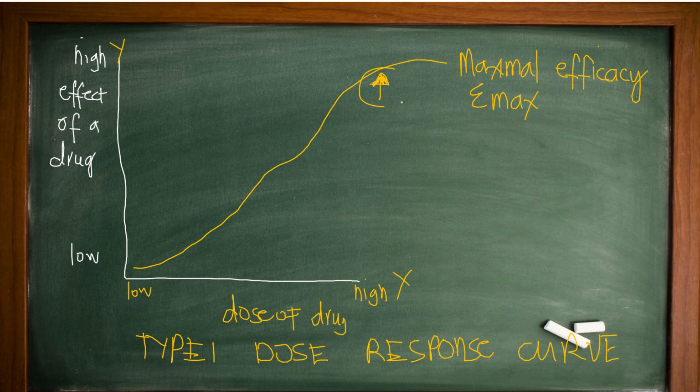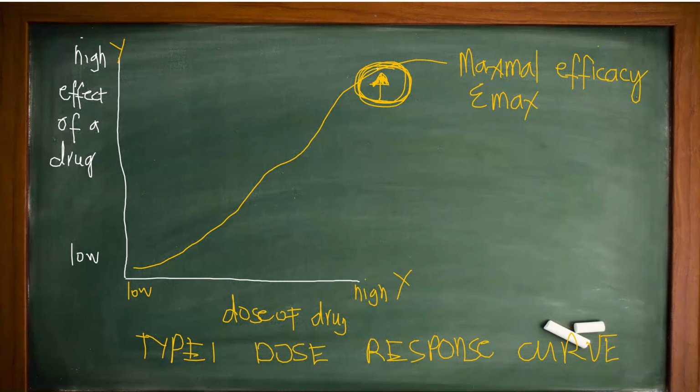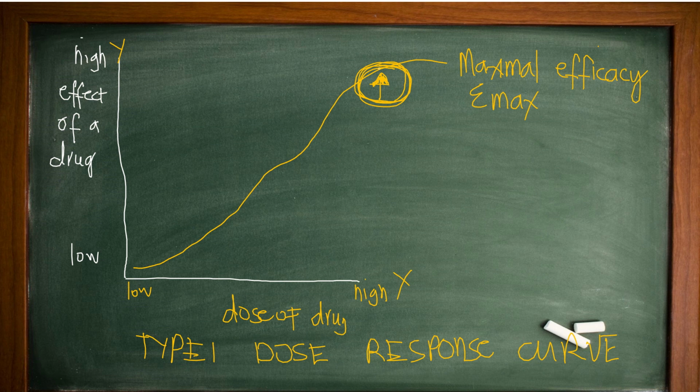So ibig sabihin, after this point, increasing doses do not produce now a stronger effect. Yun yung ibig sabihin ng maximal efficacy. So, after this point, class, increasing dosage, kahit itaas mo pa ng itaas yan, it does not produce now a stronger effect. So, that is what we call a drug response curve illustrating your maximal efficacy. So we are done.